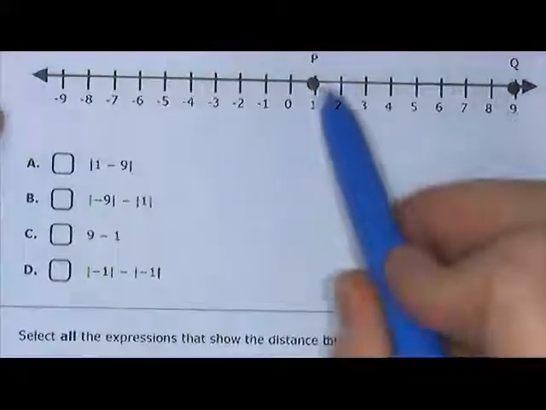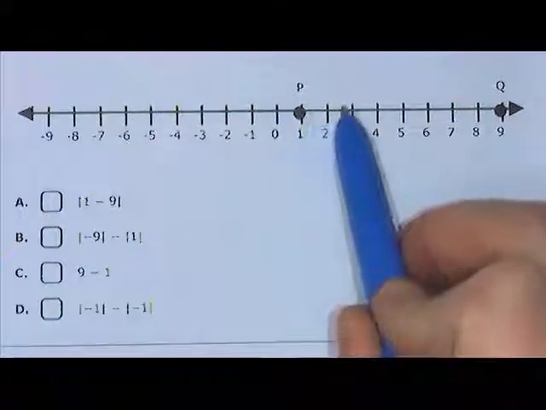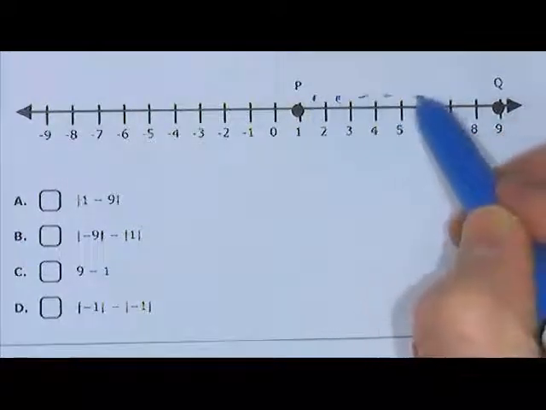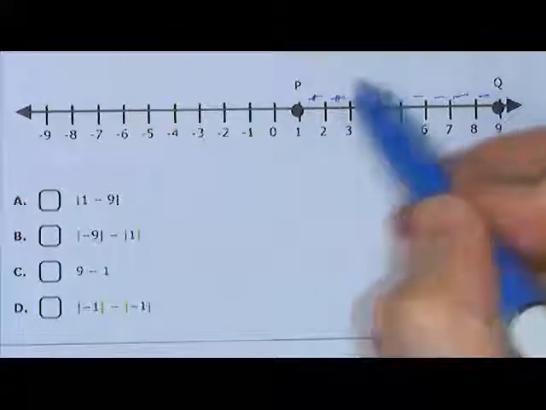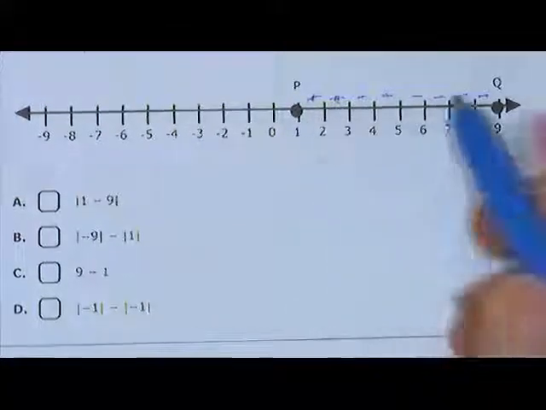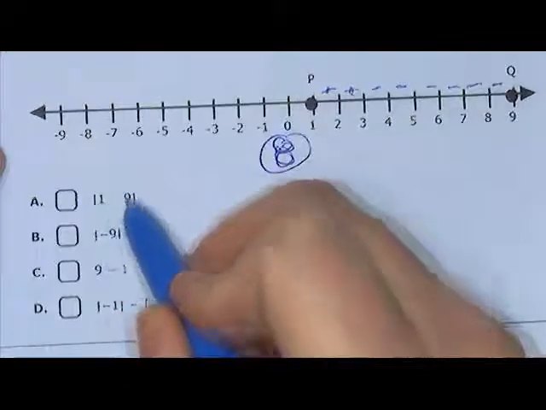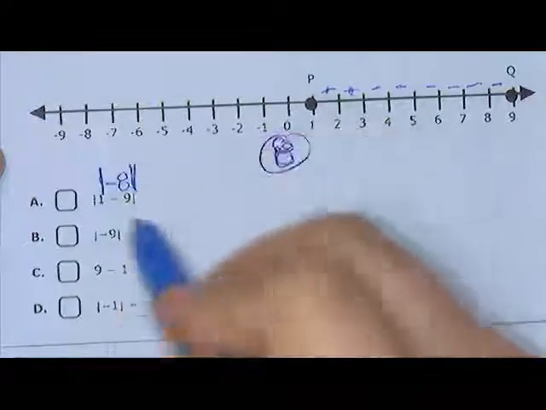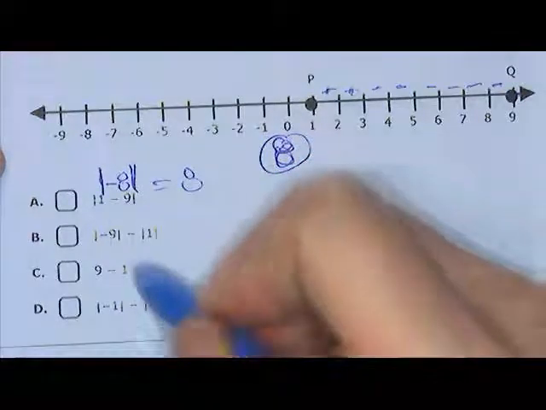So let's count the distance. Here's 1 space, 2 spaces, 3 spaces, 4, 5, 6, 7, 8 spaces. So distance of 8, which ones will equal 8? Okay, 1 minus 9 is negative 8. And the absolute value of negative 8 is 8. It's 8 spaces from 0. This one works.